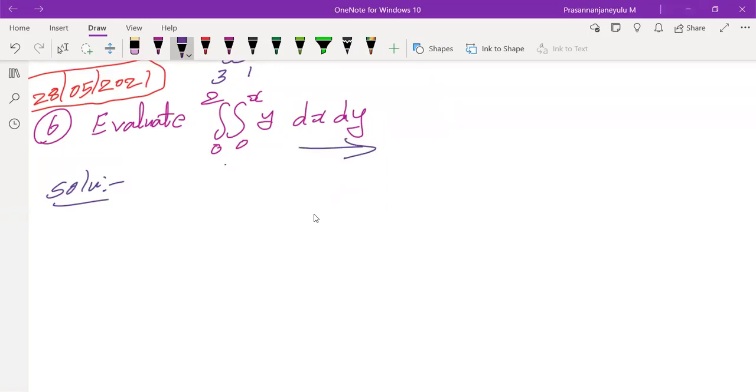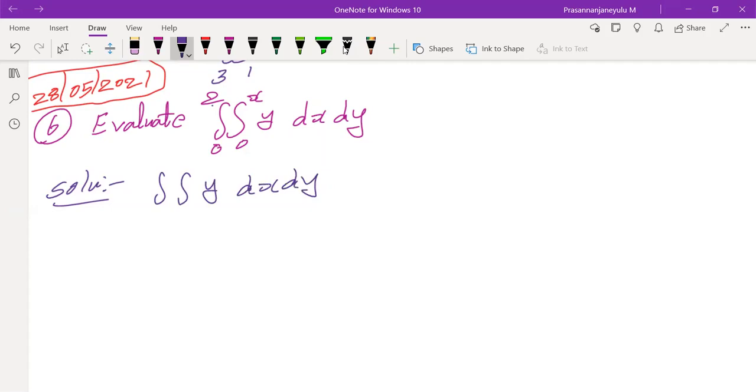Then these are the limits of the x variable and these are the limits of the y variable. But here we should not follow this way. Why? What is the reason? Because the limits of the integration are not constants. So what do we need to find? Double integration of y into dx into dy.